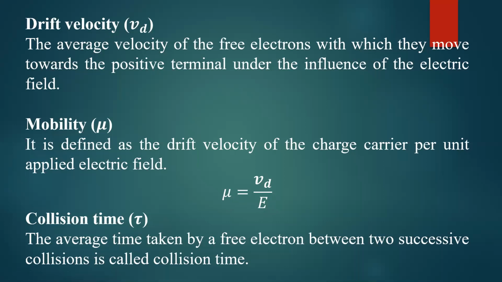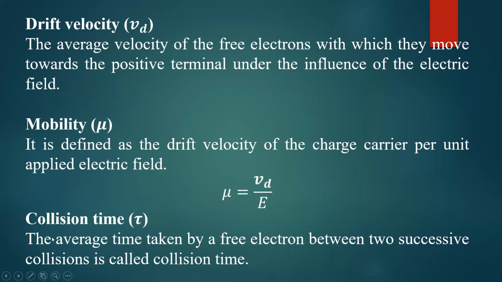Note the difference between drift velocity and mobility. Drift velocity is the velocity of the free electrons under the influence of electric field. Mobility is the drift velocity per unit electric field. Note the difference. Okay, Vd by E is mobility. That is mobility of the electron. That is going to be very useful in the study of electrical conductivity.